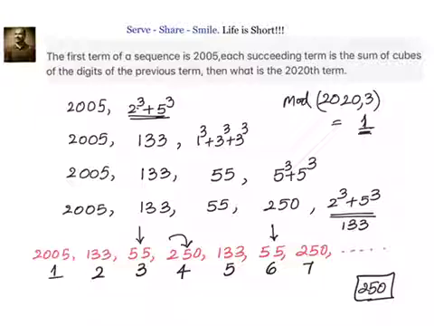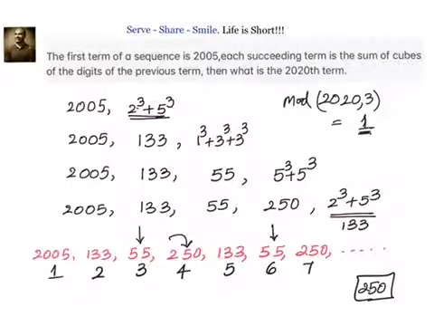Let's have a recap of this. We have been given that the first term of a sequence is 2005. Each succeeding term is the sum of cubes of the digits of the previous term. So the second term will be 2 cube plus 5 cube. The third term will be 1 cube plus 3 cube plus 3 cube. The fourth term will be 5 cube plus 5 cube. And we observed that after 2005, the next three terms are repeating. That means this sequence repeats every three numbers, with the values 133, 55, 250.